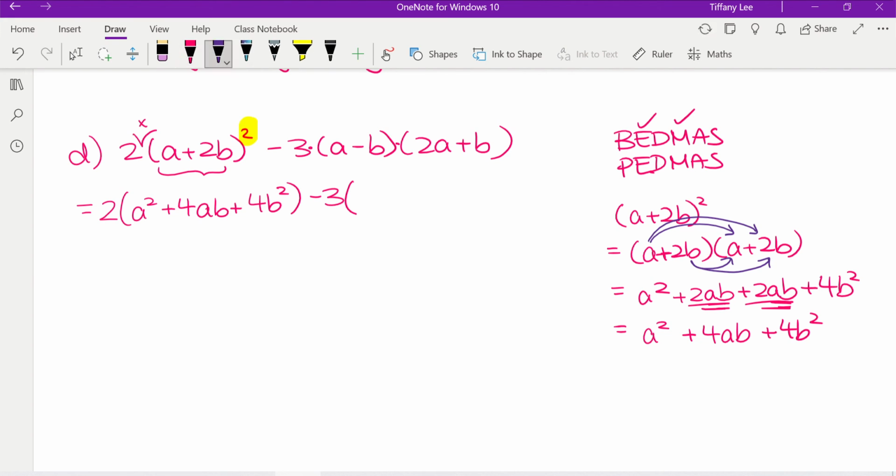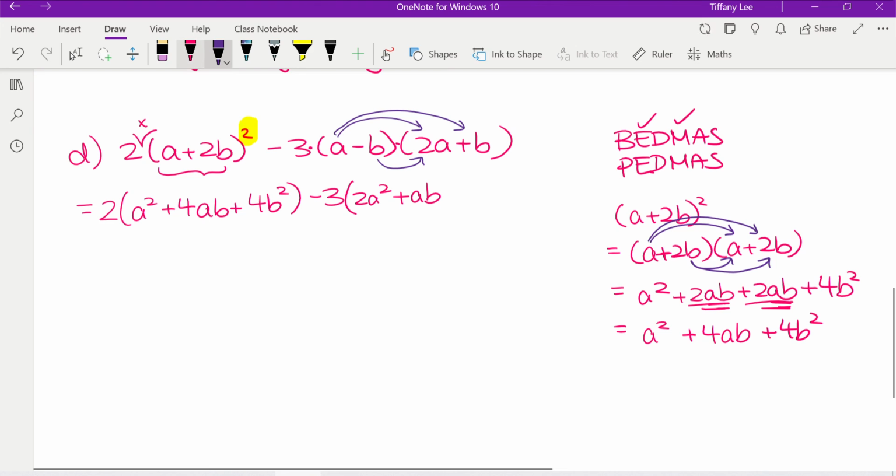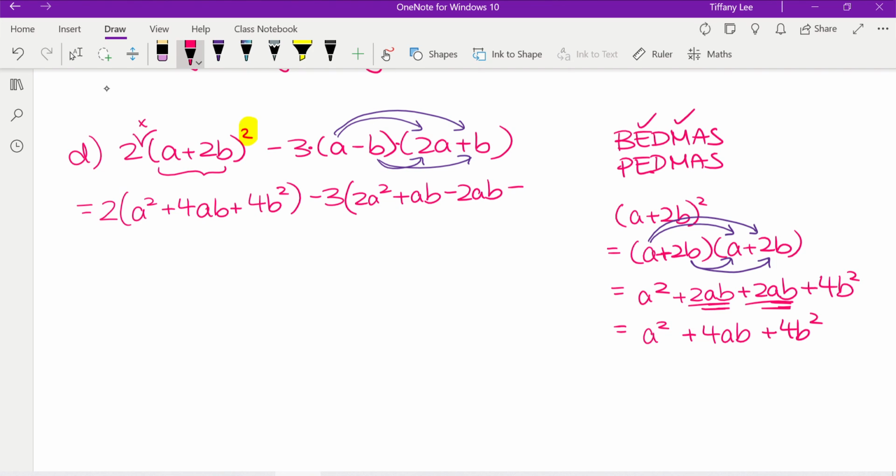So I have a times 2a, and that is 2a squared. A times b, that's positive ab. Then we have negative b times 2a, that's negative 2ab. Then we have negative b times positive b. Negative times a positive is negative, and then b times b is b squared.